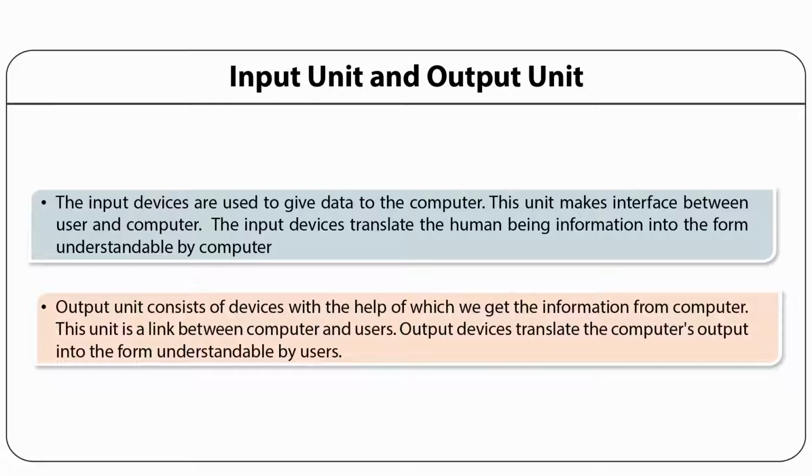Take the output unit. What is the purpose of the output unit? It is a device with the help of which we get the information from the computer. This unit is a link between the computer and the user. So the output unit translates the computer's output into a form understandable by the user.